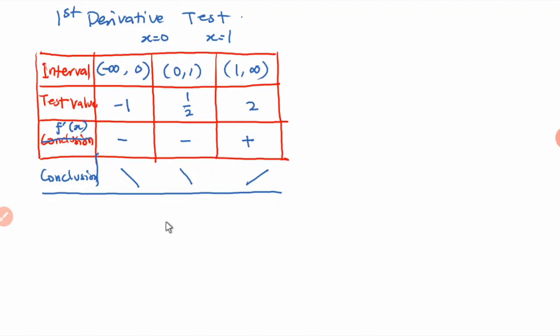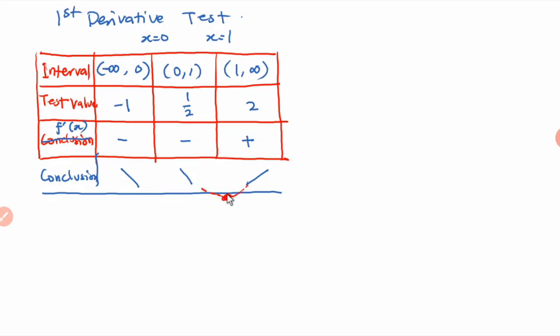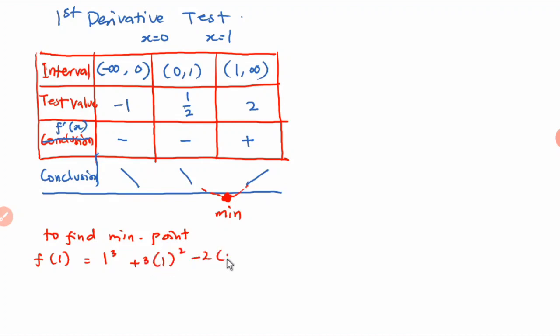Then from the table we can see that at x equals 1, a minimum point occurs because the sign changes from negative to positive. So the relative minimum occurs at x equals 1. Then to find the minimum point, you substitute x equals 1 into f(x): 1 cubed plus 3 times 1 squared minus 2 times 1. So we get 0. Thus, the relative minimum point is (1, 0).